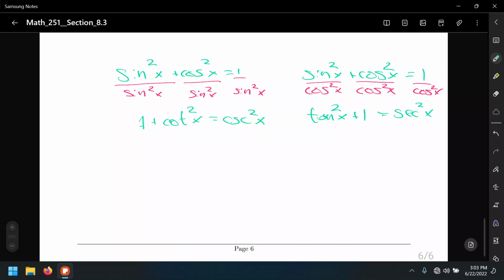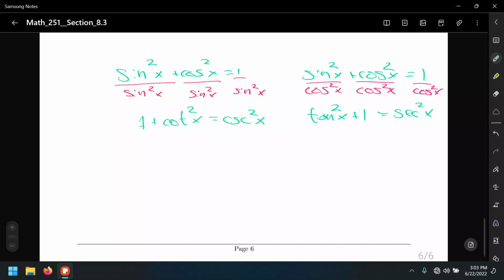Sometimes when memorizing things you're running a risk of messing up a sign or the order of the terms. But the only identity you need to know to get the other two is the basic sine squared plus cosine squared. Get one by dividing by sine squared, and get the last one by dividing by cosine squared. Okay?